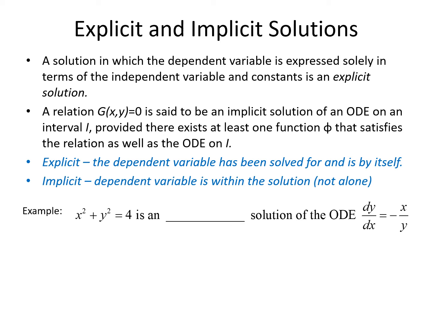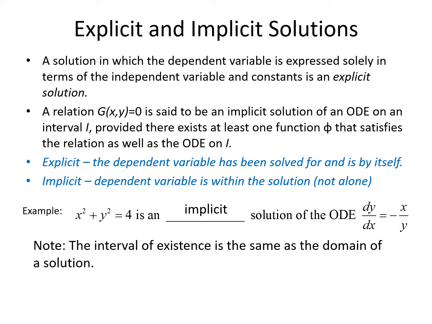All right, so for example, if we have x squared plus y squared equals 4, is that going to be an explicit or implicit solution of the ODE dy dx equals negative x over y? So again, an explicit solution is one where y has been solved for. So y is all by itself. That's not the case here. We have x squared plus y squared equals 4. So that means this is going to be an implicit solution.